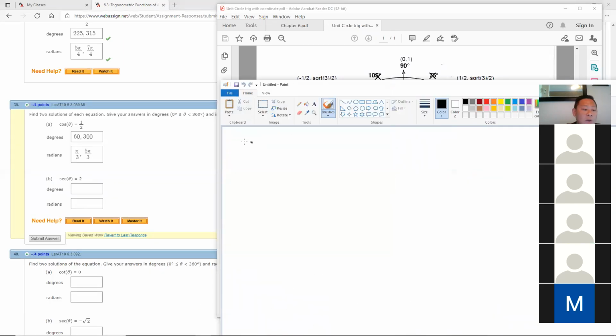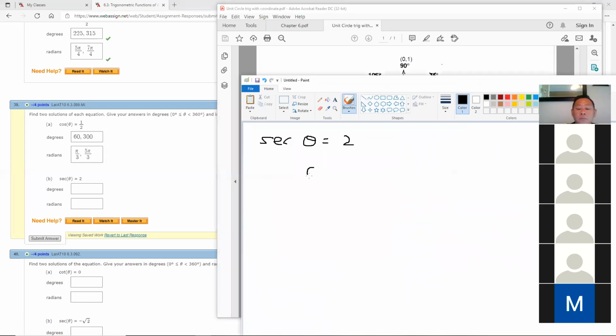Now, secant. In order for us to find secant, you need to do the reciprocal first. So can someone tell me what is the reciprocal of secant, what we call it? Cosine. Yes, that's correct. So if you want to find secant theta equals 2, it's the same thing as cosine theta. But what happens to this 2? You have to flip it. And we did this already in part A?